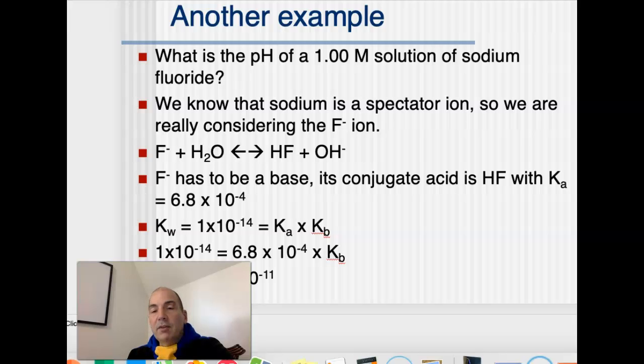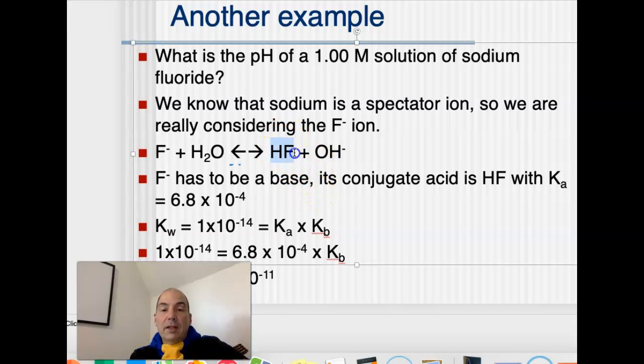Let me explain what I mean by that. So let's say I have a solution of sodium fluoride. Sodium fluoride is a salt. When we react it with water, sodium is a spectator ion. So we end up with the net reaction of fluoride plus water makes HF plus OH. So clearly this is a basic reaction. I see the hydroxide ions here. That means I need to know what Kb is.